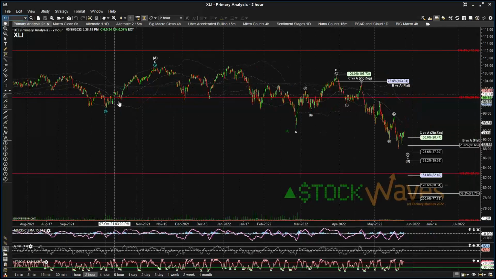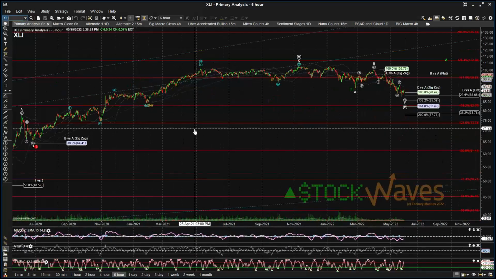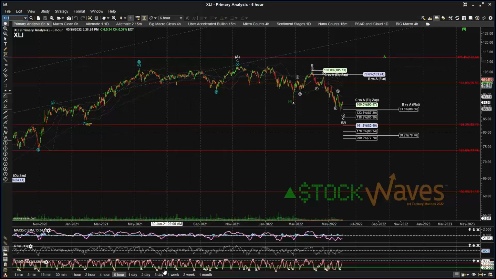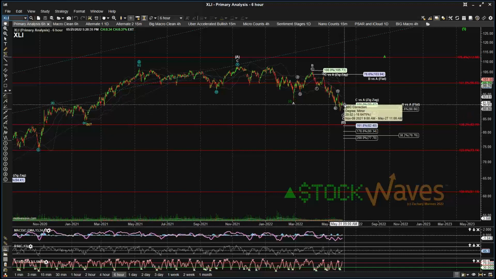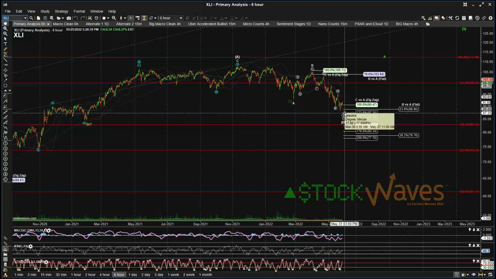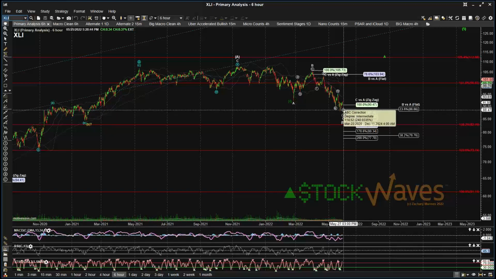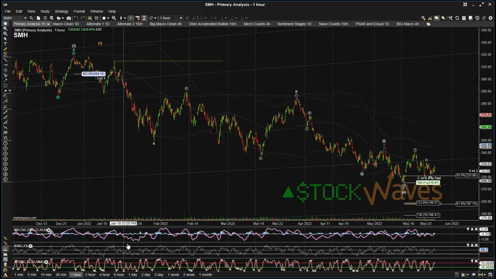Industrials, XLI, another similar to XLF, where it counts as a larger A wave and a B wave, but a very nice ABC consolidation off of the November high, finally completed. Maybe it needs one more low, but we did already get to a 100% extension and closer to a 1236 extension of that C wave, and similar to XLF, just below that 236 retrace. And the other one that I wanted to show you guys was SMH.